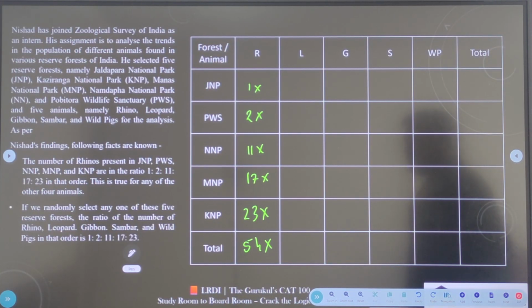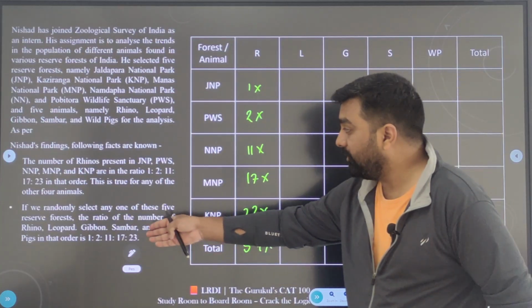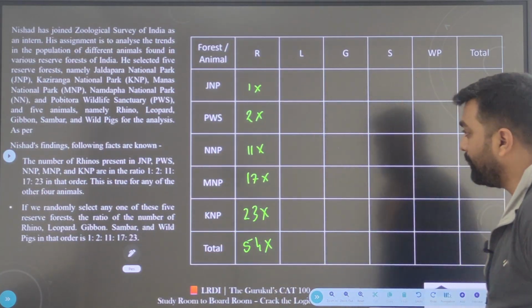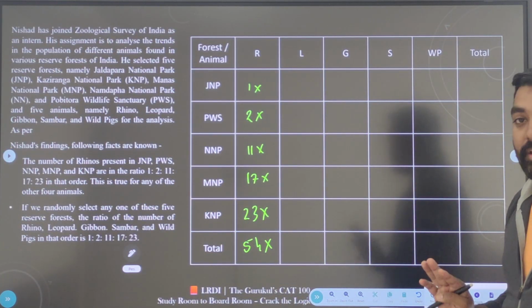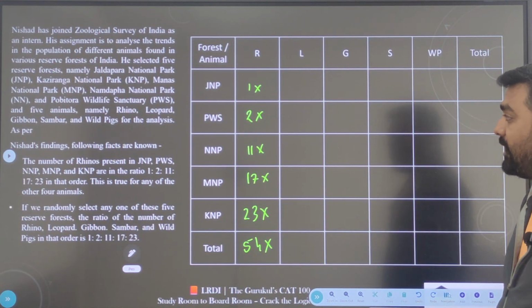Okay. Second one. If we randomly select one of these 5 reserves, the ratio of the number of rhinos, leopards, G, S, WP, wild pigs, etc. is 1:2:11:17:23. Perfect. This is also in the same ratio if we observe. If I randomly select any of the reserve forests, they are always in the same ratio.